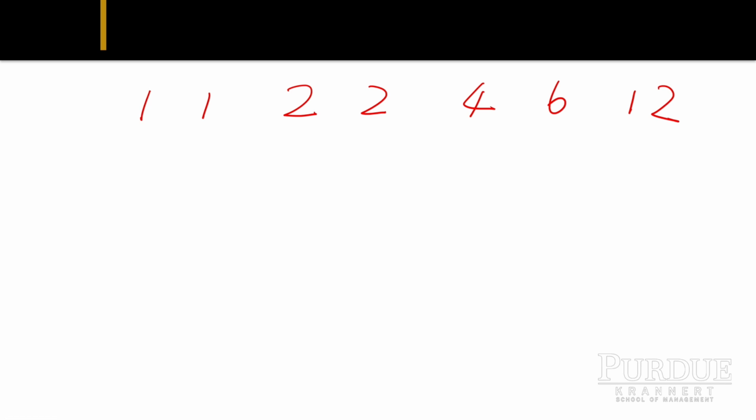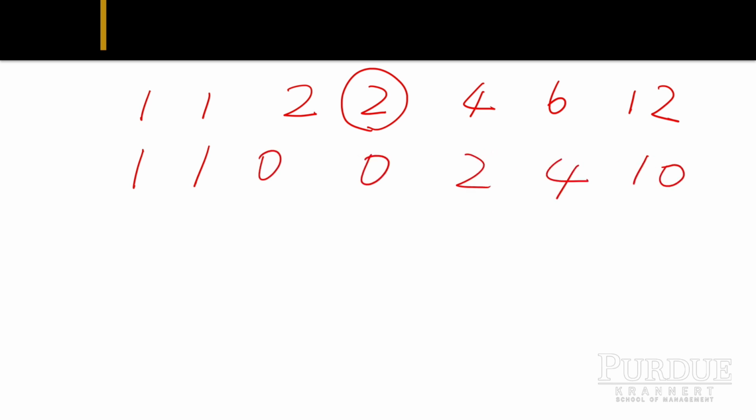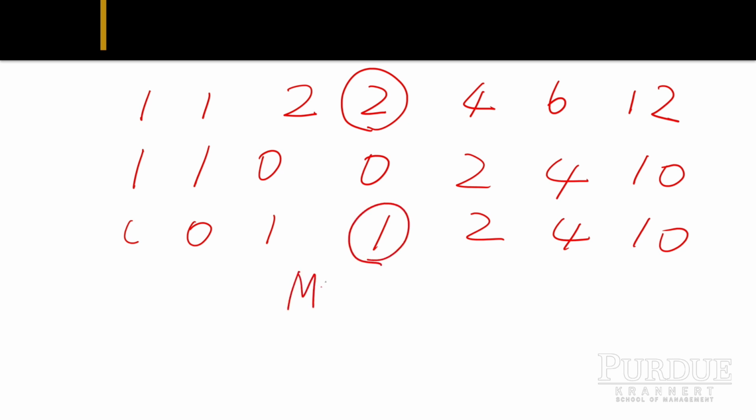The first step is to figure out the median. After we sort the data, the median is 2. Then we calculate the difference between each value and the median and take absolute values. So that will be 1, 1, 0, 0, 2, 4, 10. Then we find the median of this expression. To find it, we sort the data: 0, 0, 1, 1, 2, 4, 10. So now the median is 1. This is called MAD.